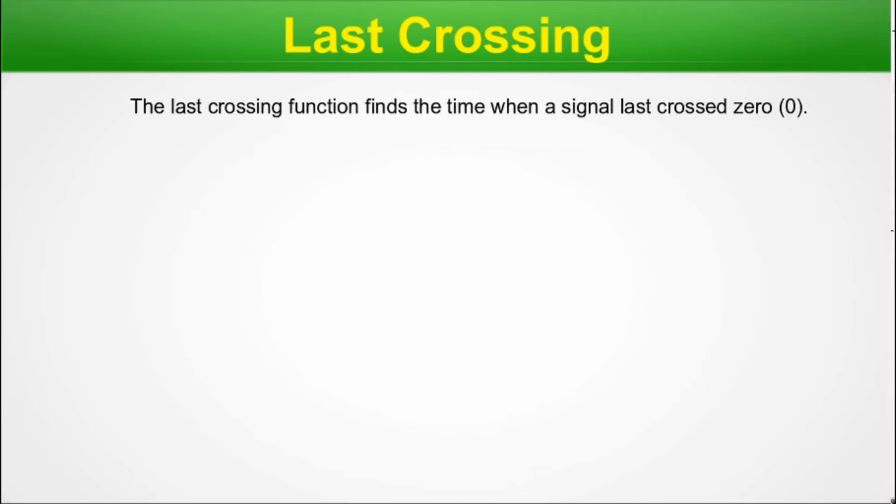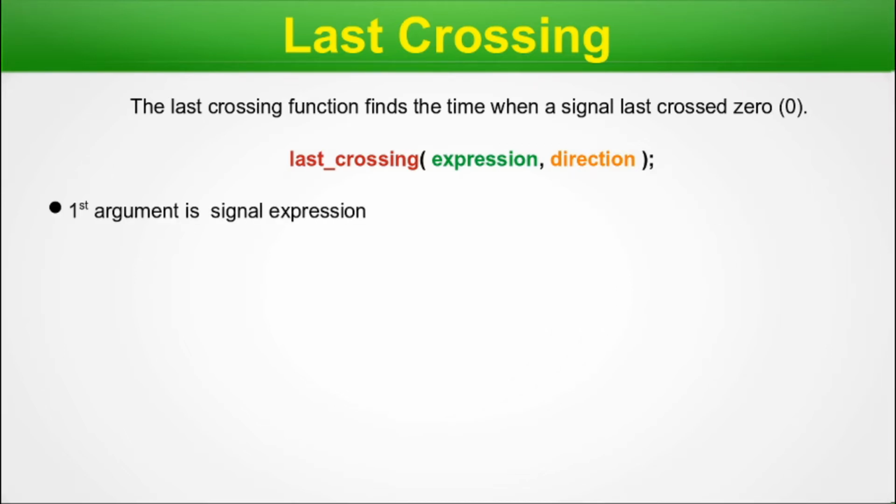So let's move on to last crossing. We have earlier used the cross. Whenever multiple crosses are there, this will detect the last one. The last crossing function finds the time when the signal last crossed 0. The expression is last crossing, then expression, then direction. The first argument is a signal expression. The direction is a flag with 3 values. Possible values are -1, 0 and +1.